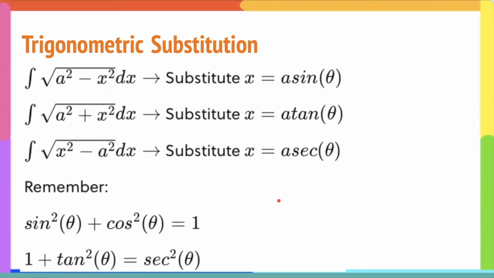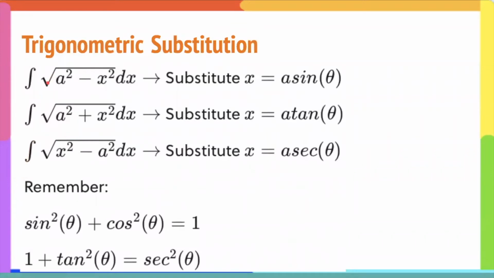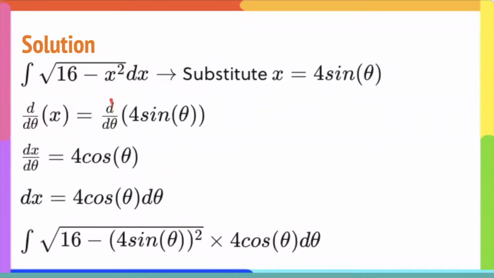All right, let's get into an example problem. The integral of the square root of 16 minus x squared dx. That's of the form the square root of a squared minus x squared dx, where a is equal to 4. So we substitute x is equal to 4 sine of theta.